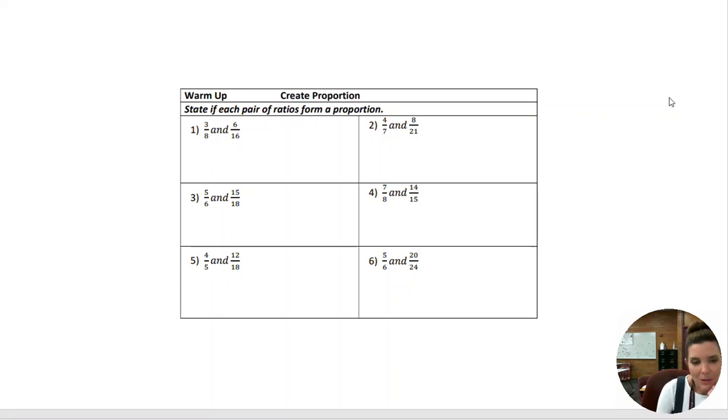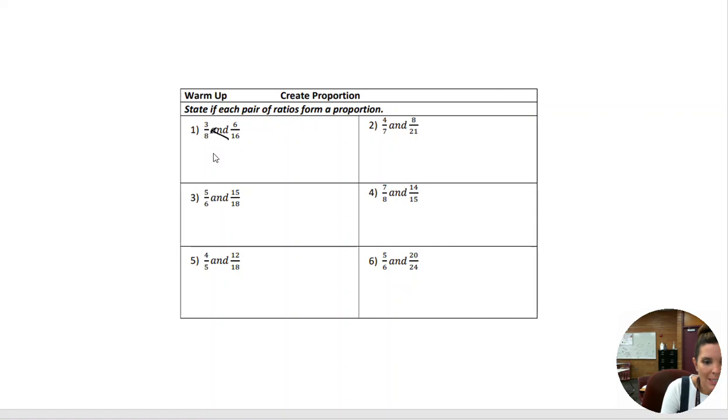Or remember, another way that you could do it is you could see if, when you simplify the two fractions, they're equal to each other. And then the third way that we talked about being able to tell whether two ratios form a proportion or not is by using the cross products. And that's the way that I would like you to do this particular assignment, okay? So to state whether these ratios are a proportion or not, you're going to find the cross products.